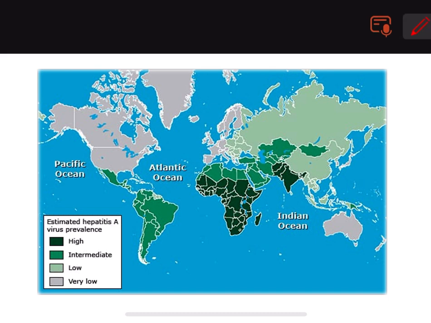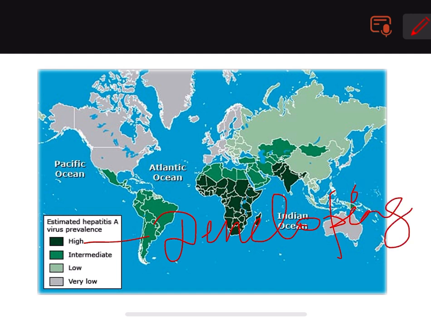Let us write it down here. High in cases of developing countries, the hepatitis A is very high because of the poor sanitary conditions and poor hygiene practice.